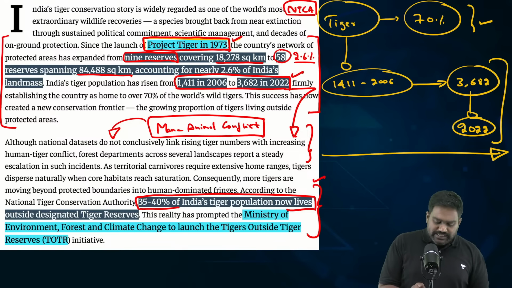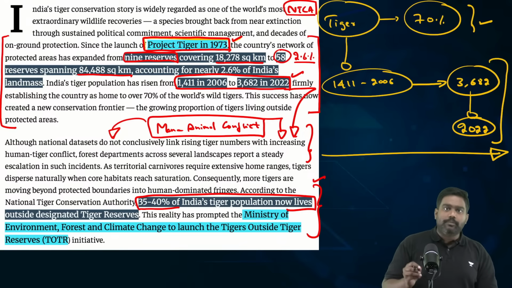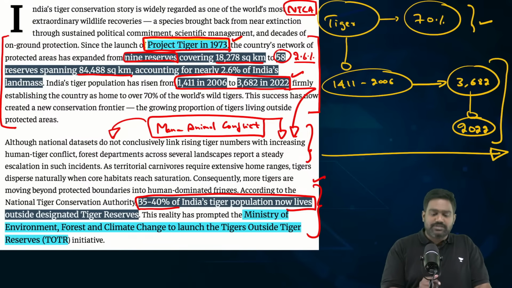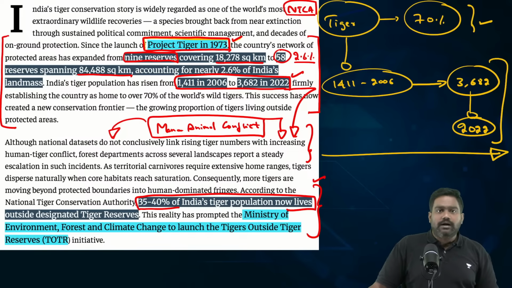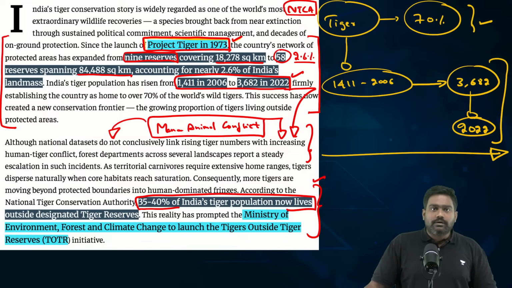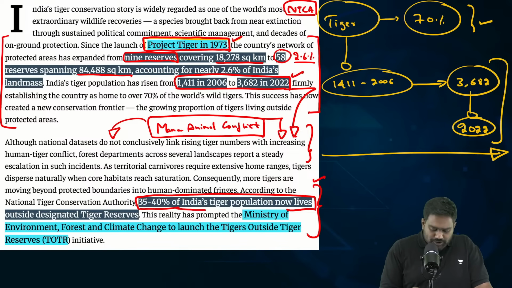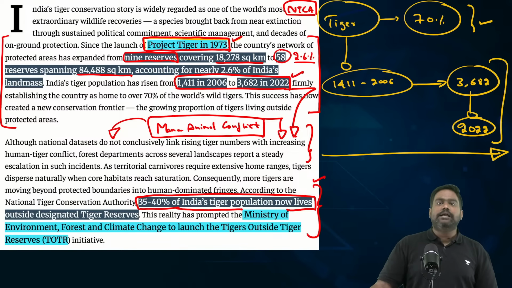And this poses a serious threat, not just to the local population, but also to the tiger. Because generally, when man-animal conflict incidents increase, there is a high chance that locals will try to take revenge against the tigers. And they might even try to kill those tigers. So, this represents a serious environmental risk and a conservation challenge. Today, we have 35 to 40% of the population living outside of these tiger habitats.